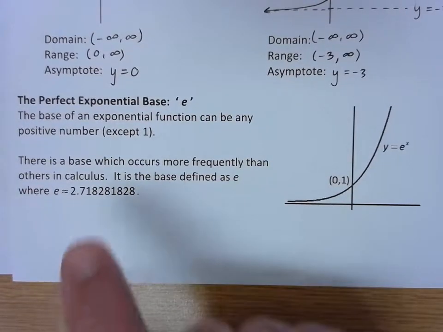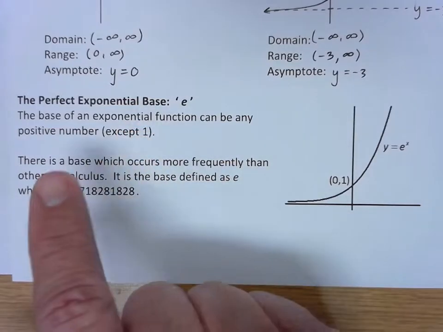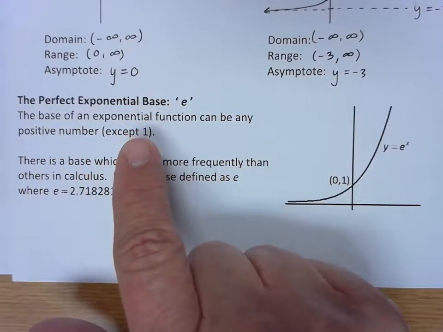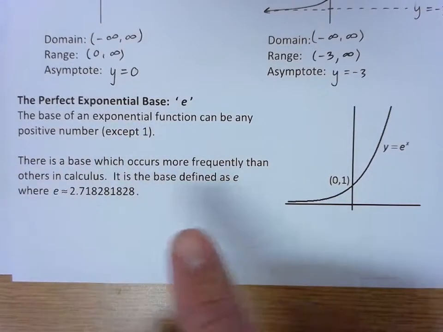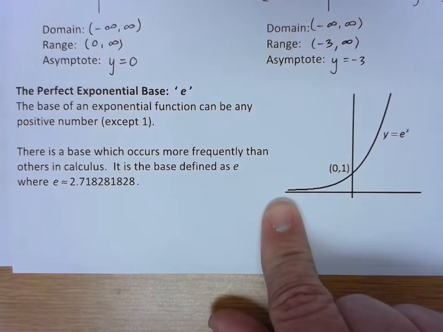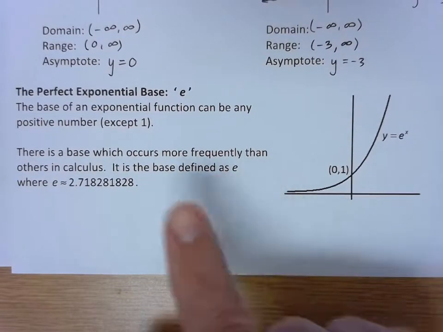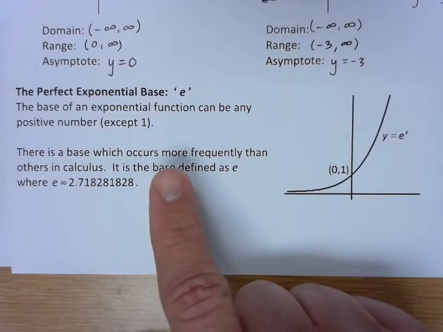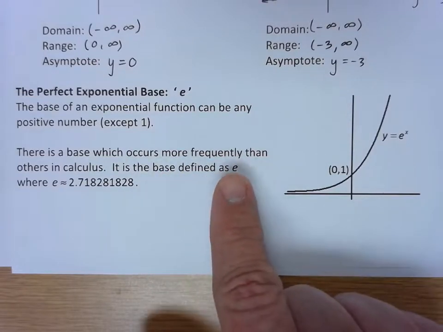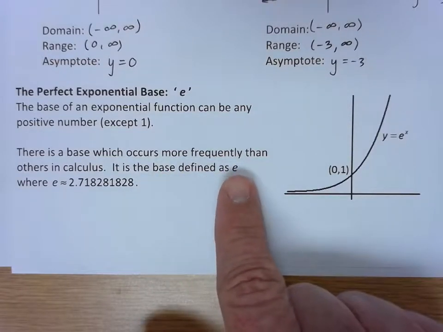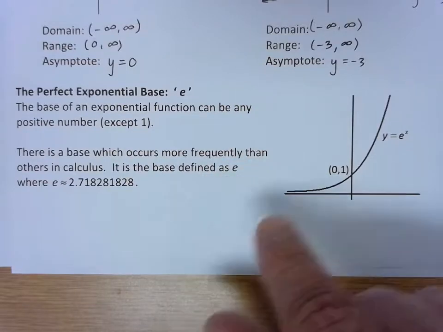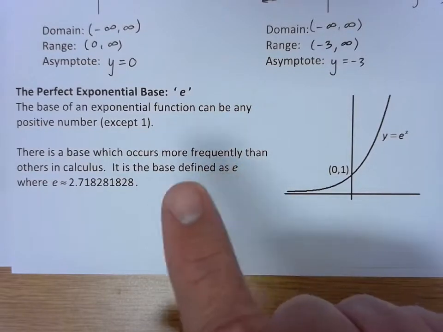Okay, the base of any exponential function can be any positive number except for 1. Now there is one base which occurs a lot more frequently in mathematics, calculus and higher mathematics than any other exponential base. This base is defined as the irrational value e, just an italicized lowercase e to denote it as a symbol. E has a value.